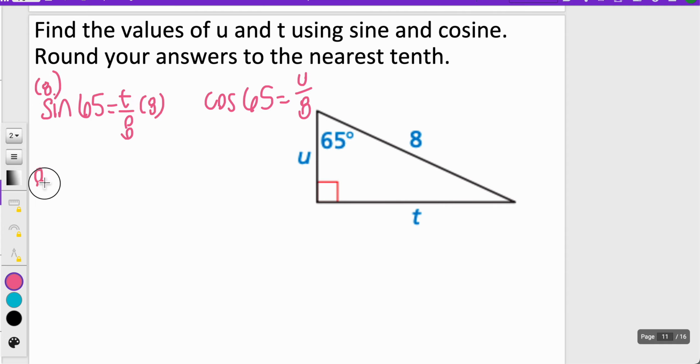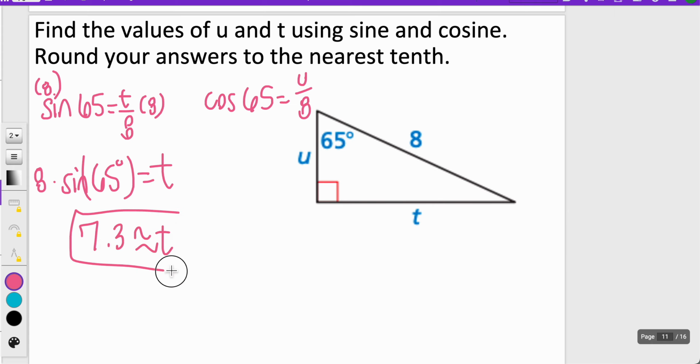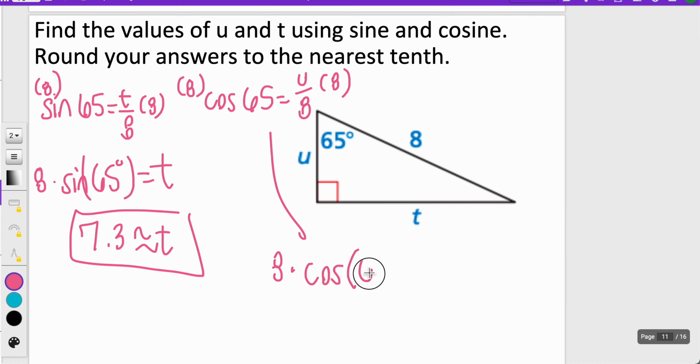So 8 times the sine of 65 degrees is going to give me t, and that's going to round to about 7.3. Okay, cosine of 65 degrees, multiplying both sides by 8. So whatever 8 times cosine of 65 degrees will give me the letter u, and that one is going to round to about 3.4. Okay.